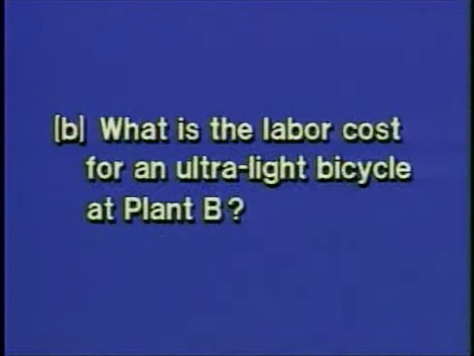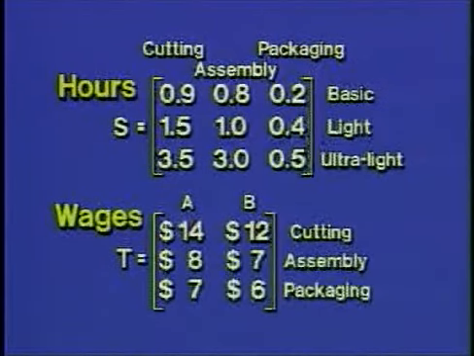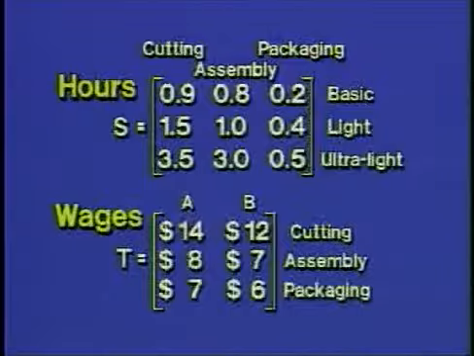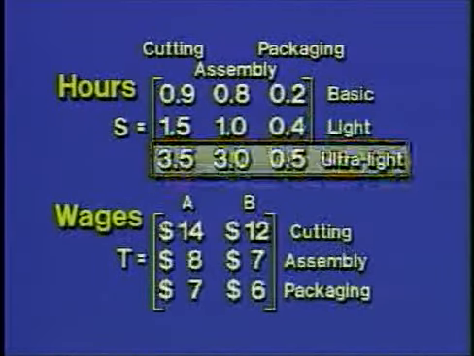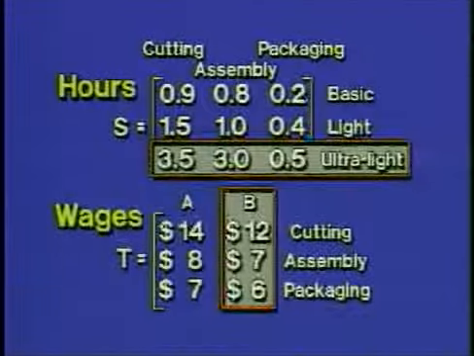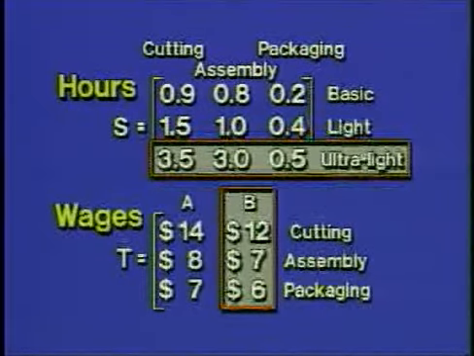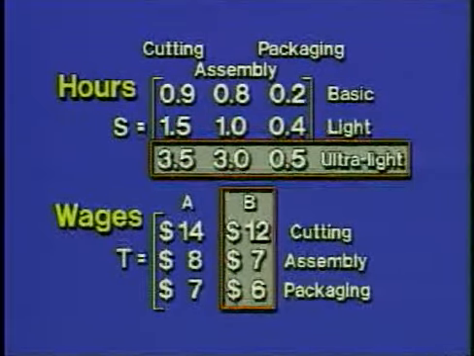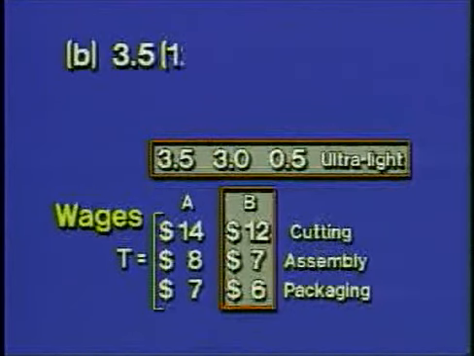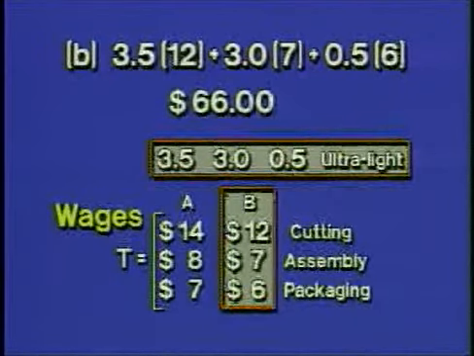Now let's suppose we want to find the labor cost for an ultralight bicycle at plant B. Well, again, all we do is a kind of a cross-reference here. We take our hours matrix and the wages matrix, and we identify the components that we're after. We're talking about an ultralight at plant B. So again, we'll multiply the hours times the wages, you see, for each of the departments: the cutting, the assembly, and the packaging. And here it'll be 3.5 times 12, and then 3 times 7, and then 0.5 times 6. And the result, $66.